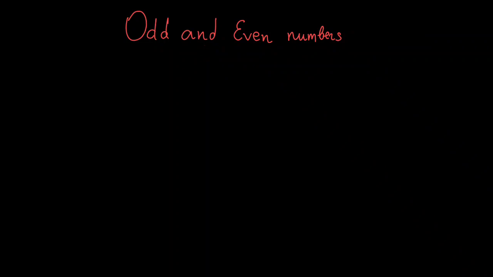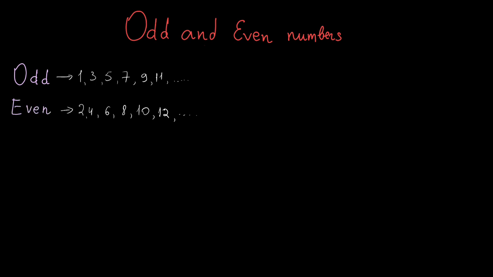Odd and even numbers. For example, if you look at odd numbers 1, 3, 5, 7, 9, 11, and so on, they increase by 2 continuously. And if we give examples of even numbers 2, 4, 6, 8, 10, 12, and so on, they also increase by 2 continuously. So the first group is odd numbers and the second is even numbers.